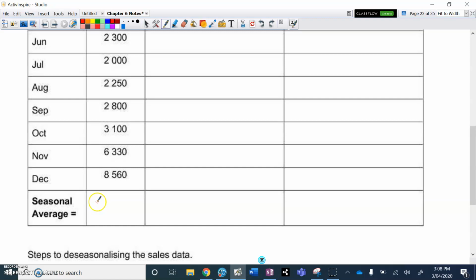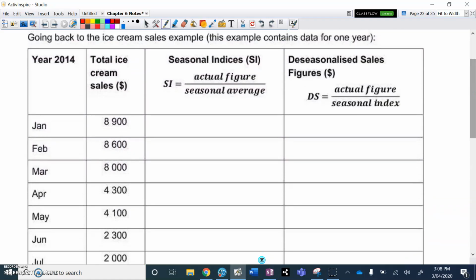When we do that, our seasonal average, or monthly average, for that year in 2014 is $5,103.33. We're going to use that seasonal average to work out the seasonal indices for each particular month. The way we do that is to take the actual figure for January and divide by the seasonal average, which was 5,103.33. When we do that, we get a seasonal index of 1.74. Interpreting that, it means January sales are 74% above average monthly sales.